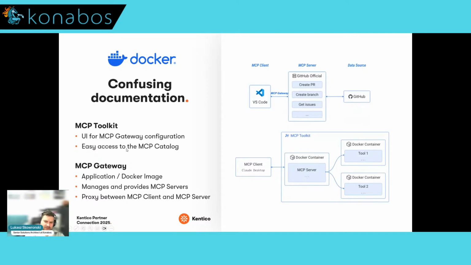So the way I understand it, after some time spent playing with those things, the MCP Toolkit is just a UI that lets you configure and manage tools or servers that you are using through the MCP Gateway. The MCP Gateway is an application Docker image that manages and provides access to the MCP servers, a kind of proxy between the MCP client and the MCP server, and the toolkit is just the UI to manage it. That's probably the easiest way of understanding the difference between those two.